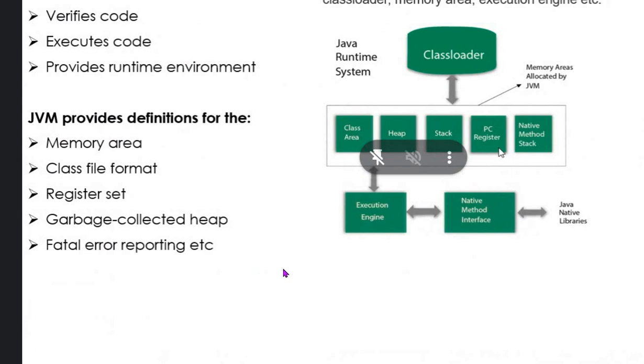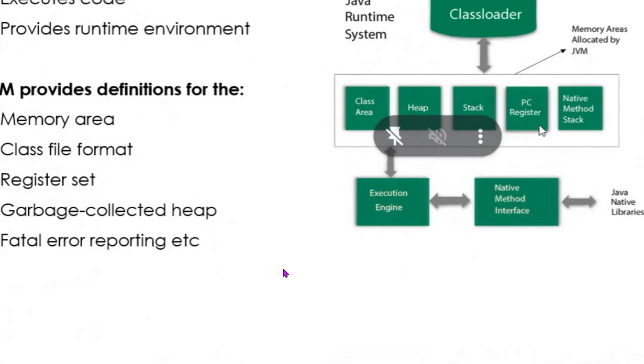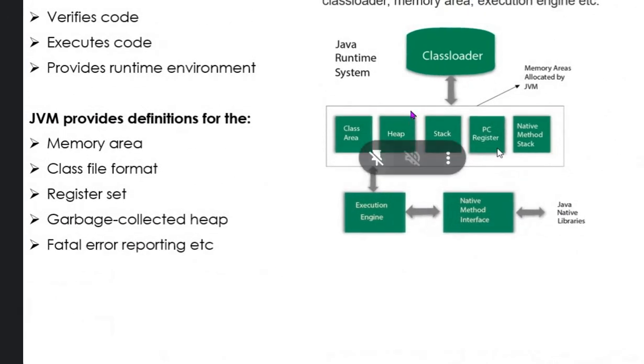And then the garbage collected heap. You have the heap memory, which is where objects are created, and when objects are cleaned up, that is what we call garbage collection. They are removed from the heap memory. There are a lot of algorithms and different things to learn and know about the heap.